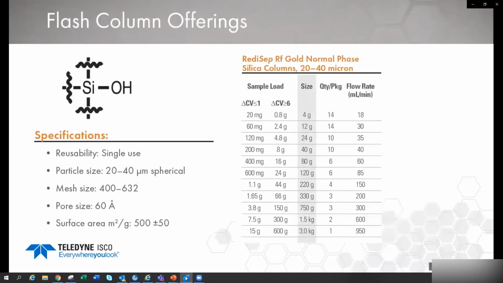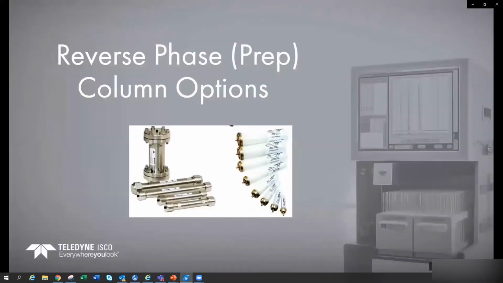Here's a little structure of the silica columns that we offer. There's a diagram over here that you can see, so we can go anywhere from 0.8 grams, 20 milligrams if it's a tight separation, all the way up to 600 grams if it's a very large separation. And you'll see over here that we can get up to almost a liter a minute. That's not the focus of today's talk, so I'm going to now get into the reverse phase and preparative chromatography.